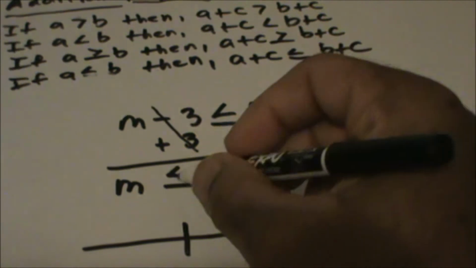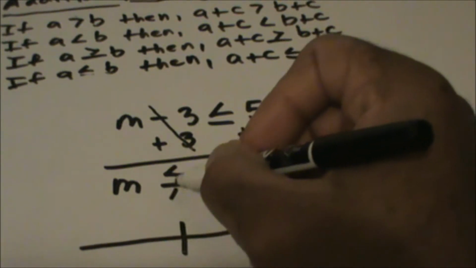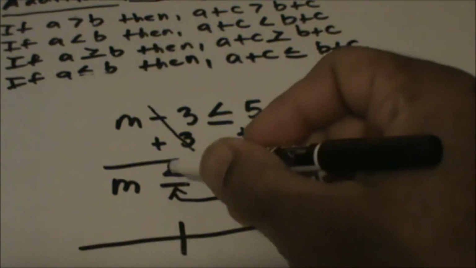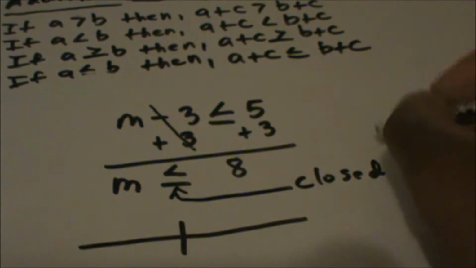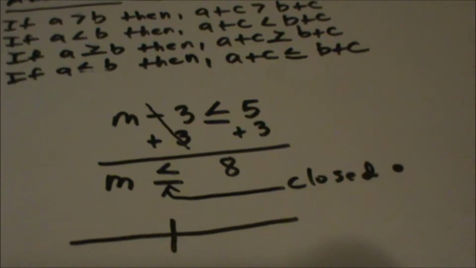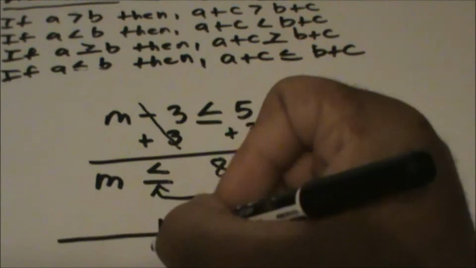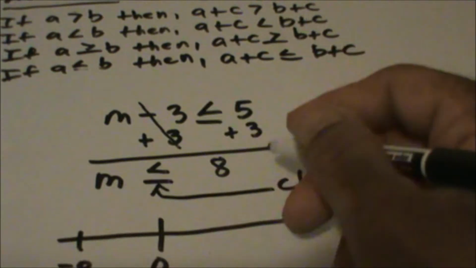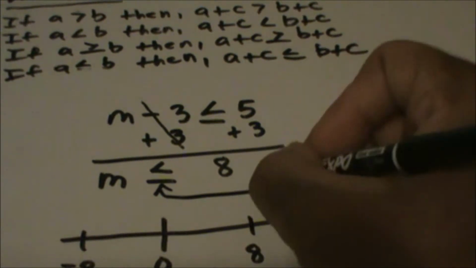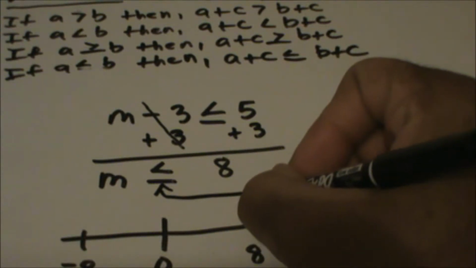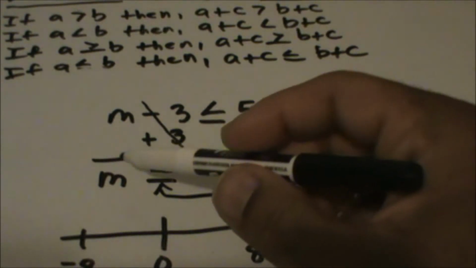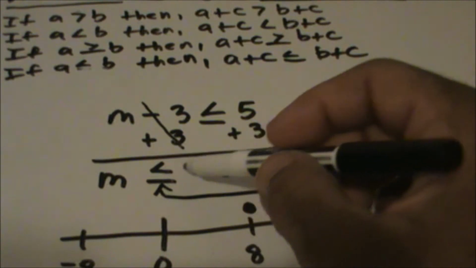Now, we know that this will be closed because it's less than or equal. So it will be a closed circle using a shaded dot. We're going to put 0, and let's put -8 on both sides here and put an 8 right here. We know it's going to be a closed circle, shaded. Now let's recognize which direction. m is less than or equal to 8.